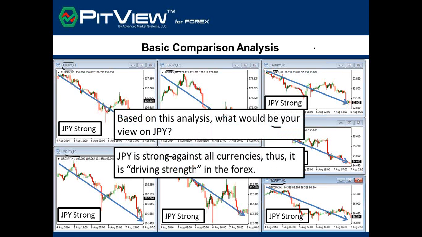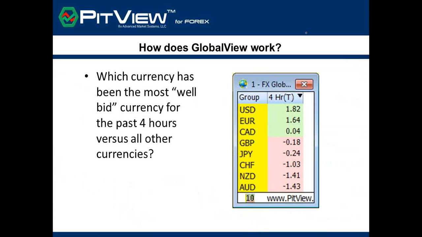So the view on the yen obviously is strong, thus it is driving overall strength in the market. Now, this is how we do it on charts, and I think it's very important for all of you to know how to do this on charts, which is why I'm going to show you how to set up this type of view on your charts. But there's also another way that we can use it by looking at what's called global view.